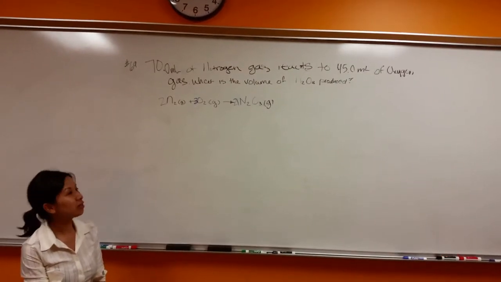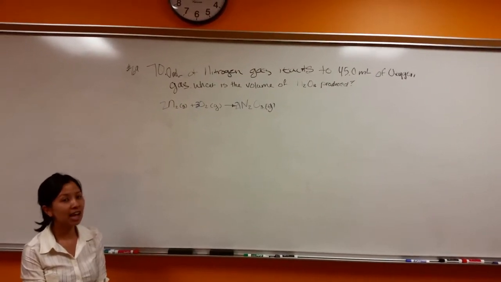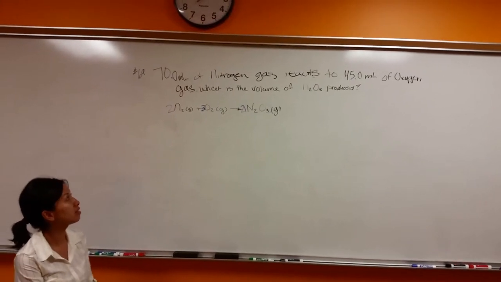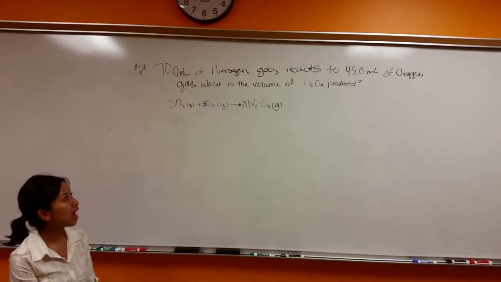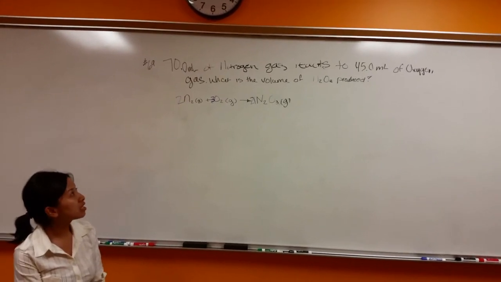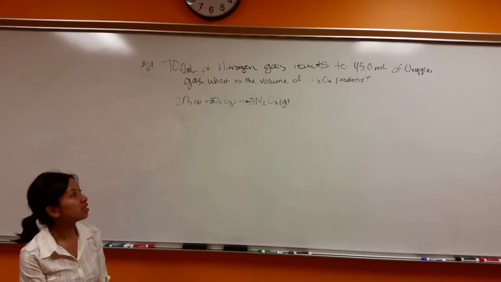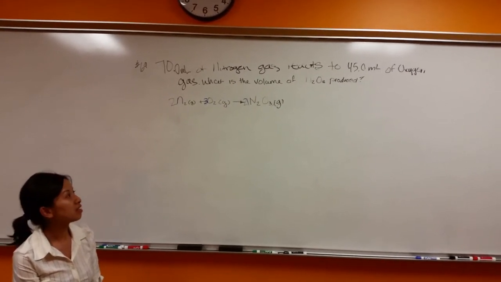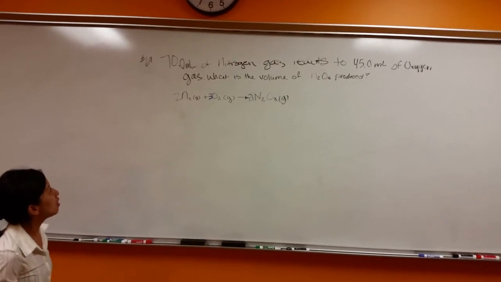Hi, my name is Minwen. I'm going to do problem number 69, and the problem states that 70 milliliters of nitrogen gas reacts with 45 milliliters of oxygen gas. What is the volume of the dinitrogen trioxide that's going to be produced?